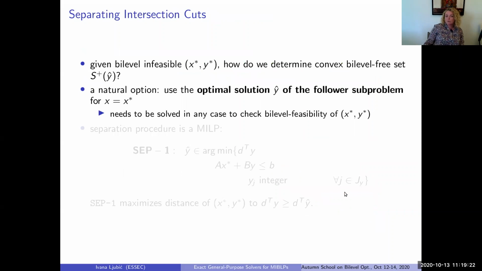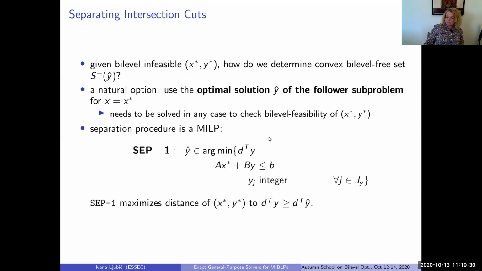So this is exactly what we will be doing. If the point x star, y star is infeasible, first we calculate what is the phi of x. While we are solving this lower level problem for the given choice of the leader, we are solving the MILP, and we will also find one optimal solution, y hat.